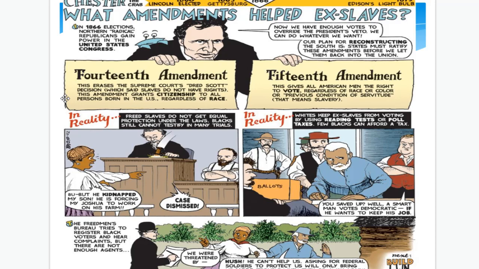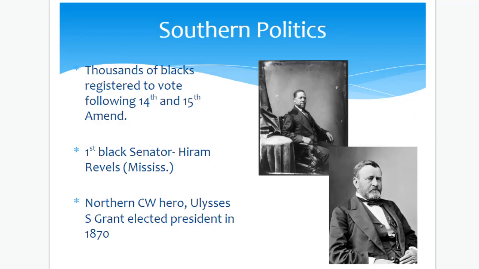But this little thing down here says, in reality, freed slaves do not get equal protection under the law. Blacks can still not testify in many trials. So here you have an African American. It says, but he kidnapped my son. He's forcing my Joshua to work on his farm. And case dismissed, because again, the laws were set up in the southern states to try to keep African Americans as slaves. So much so that we had to change the way politicians were voted.